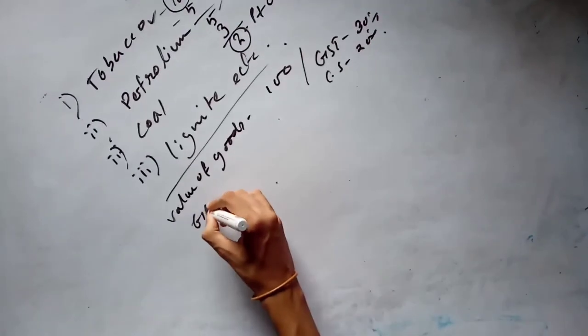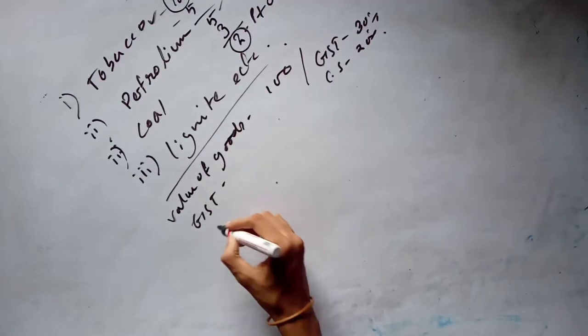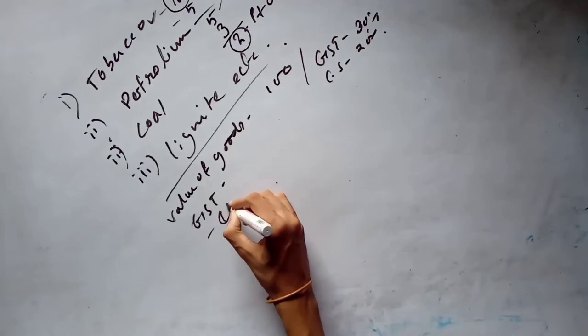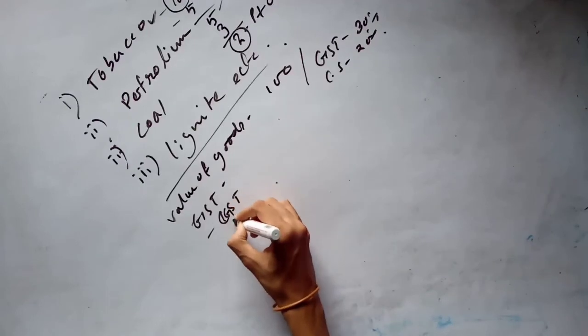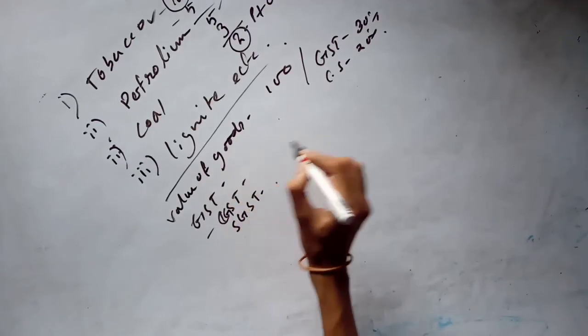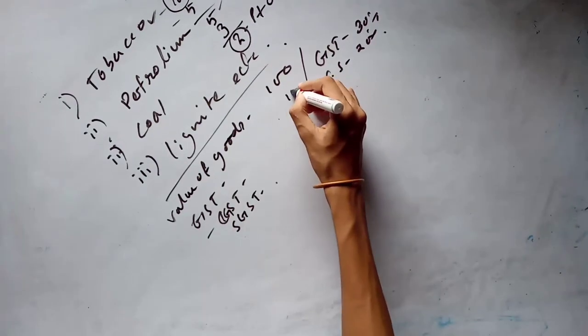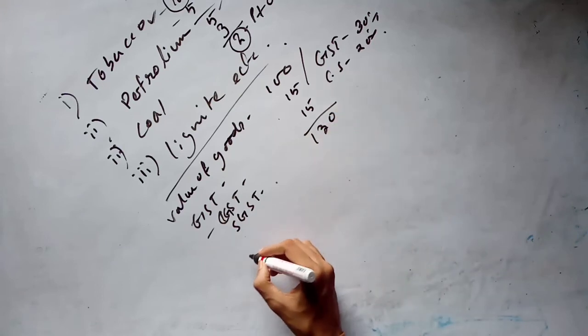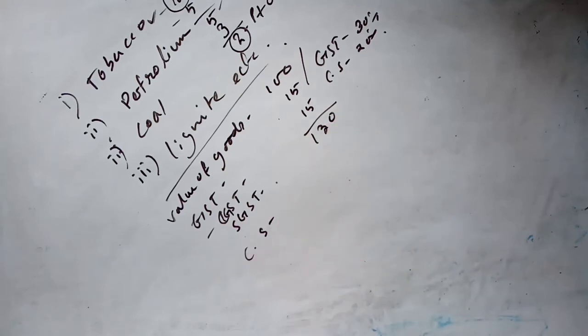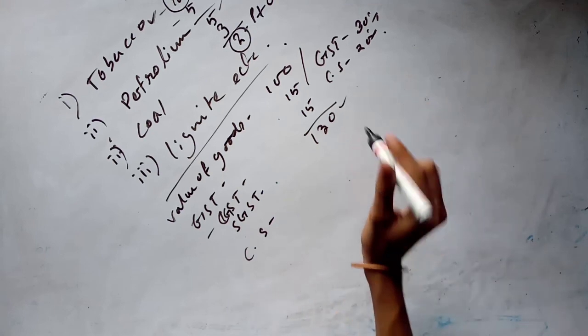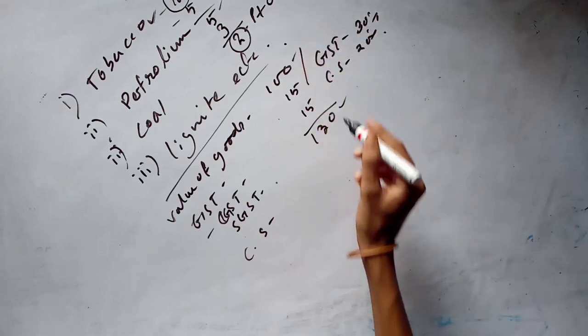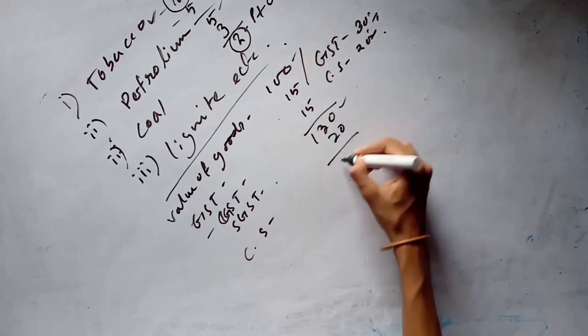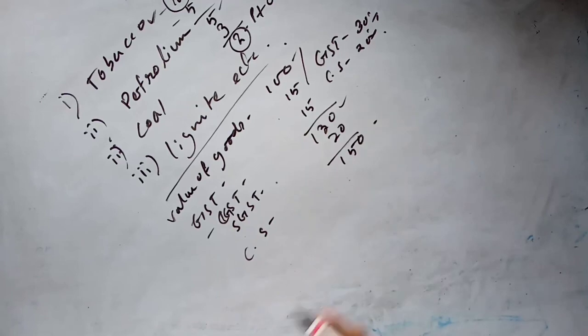So we are charging GST as IGST, or as CGST and SGST, 15% and 15%. So 130. Now we are charging compensation cess. Compensation cess will not be charged on 130. It will be charged on 100. So 100 into 20%, which is 20. So 150. I think the topic of compensation cess is clear for now.